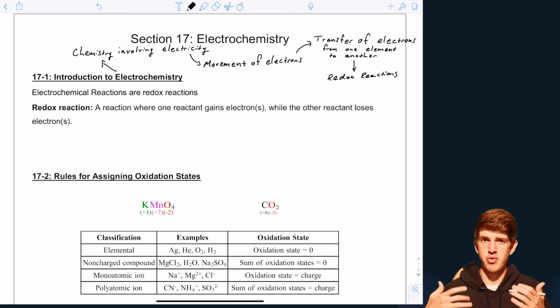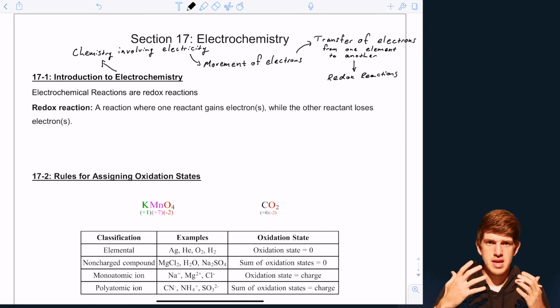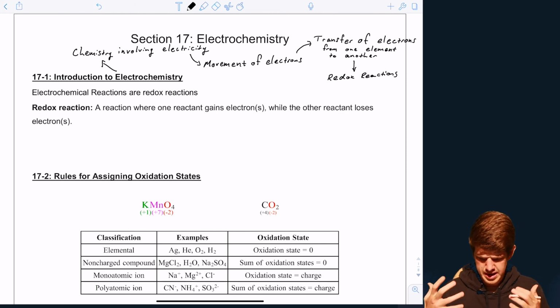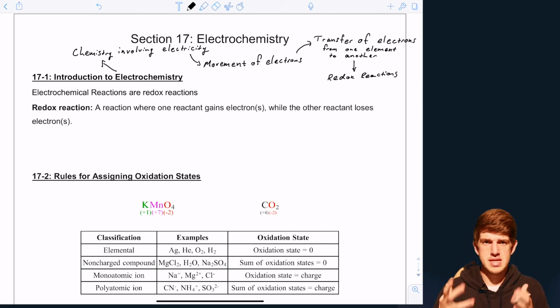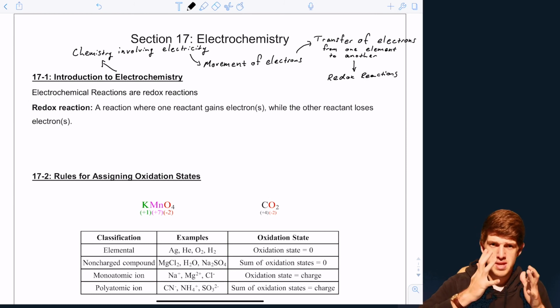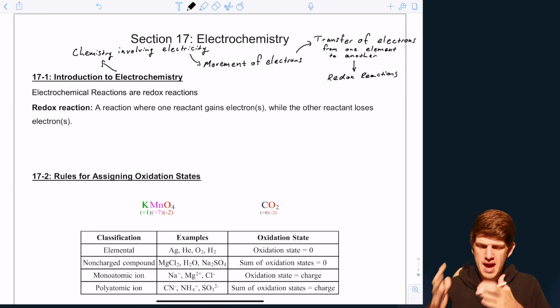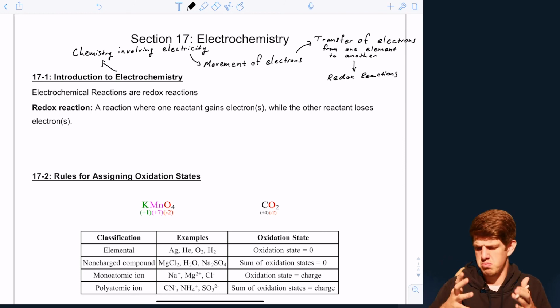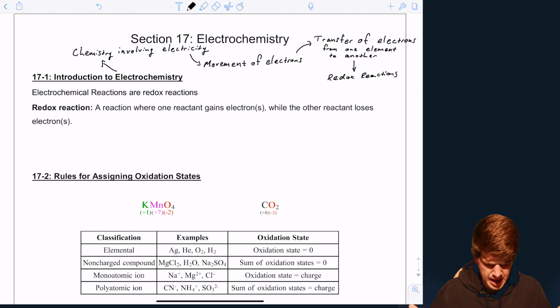Now, we said we were talking about the transfer of electrons, and I'm assuming a little bit that you know how to identify the transfer of electrons. It's going to be a change in the oxidation state of an element. An element's oxidation state tells me how many electrons it's gained or lost, so I can use the oxidation state to tell me, hey, before this reaction happened, it had this many electrons, and then after this reaction, it had this many electrons. Did it gain electrons? Did it lose electrons? What happened? So to be able to identify redox reactions and the transfer of electrons, you need to be able to identify oxidation states.